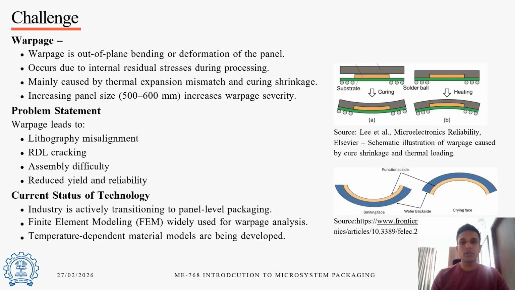The major challenge with panel level packaging is warpage. Warpage is the out-of-plane bending or deformation of the panel. It occurs due to internal stresses during processing. In our case, it's thermomechanical stress, and this causes significant warpage. With increasing size of the panel, the warpage issues become more and more severe. This warpage leads to lithography misalignments, RDL cracking, assembly difficulty, and reduced yield and reliability.